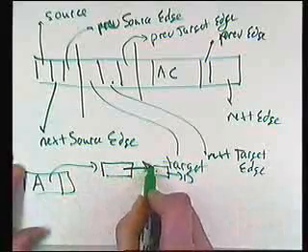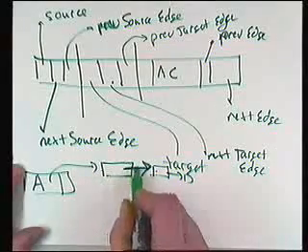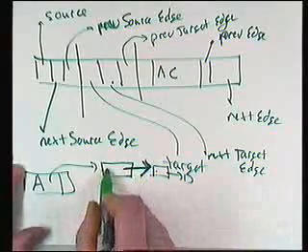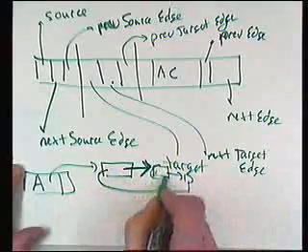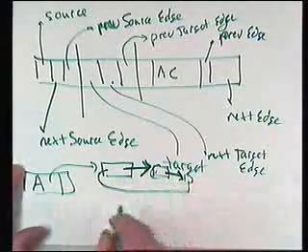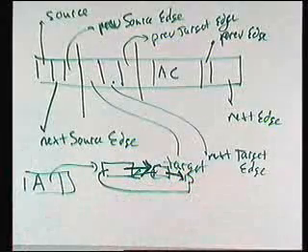Well, I need a pointer to the next edge for which A is a source. These are all the edges for which A is a source. I need a pointer to the next edge for which A is a source, and the previous edge for which A is a source. And likewise, each of these needs a pointer to the next edge for which A is a source, and the previous edge for which A is a source. Let's build those pointers directly into the node.